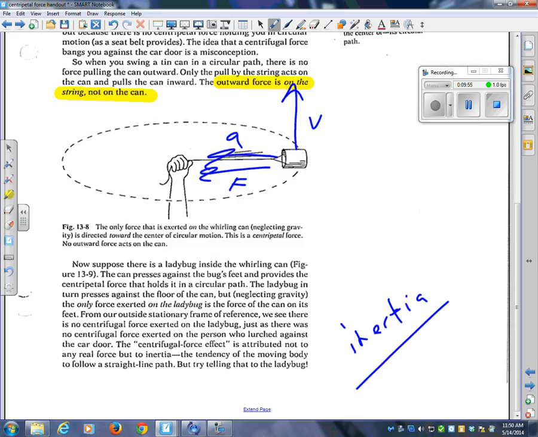But it wants to go in a straight line, and the road pushes it towards the center, just because of the path. Yeah, it's kind of confusing. There's no doubt about it.